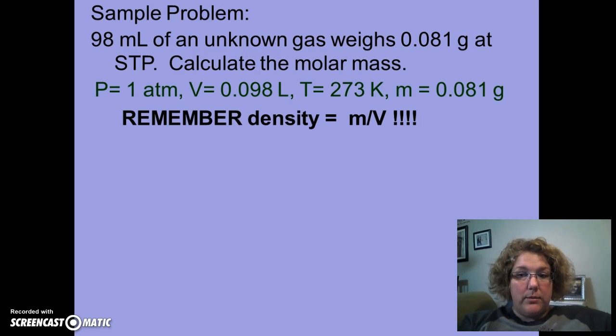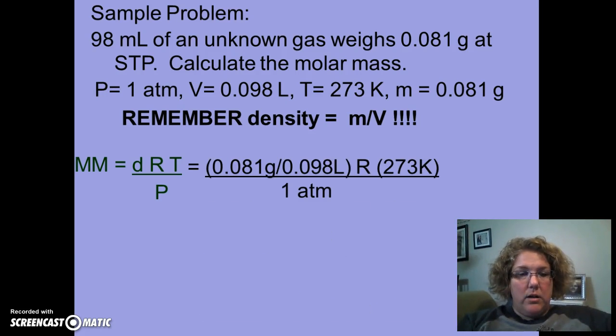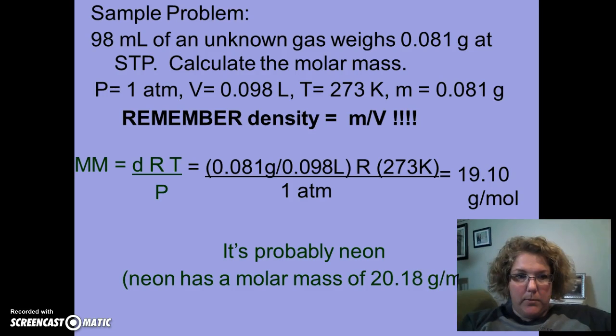And when we're dealing with gases, we have to have our volume in liters. So STP, standard pressure, is 1 atm. The volume, I went ahead and put it in liters already. Standard temperature is 273, and our mass is fine to use just what was given here. So density is grams divided by liters, so I just plug that in here. R's always 0.08206 for us, and plug in the temperature and the pressure, and the molar mass is 19.10 grams per mole. So it's probably neon then, since it didn't tell us it was like a diatomic gas or anything.